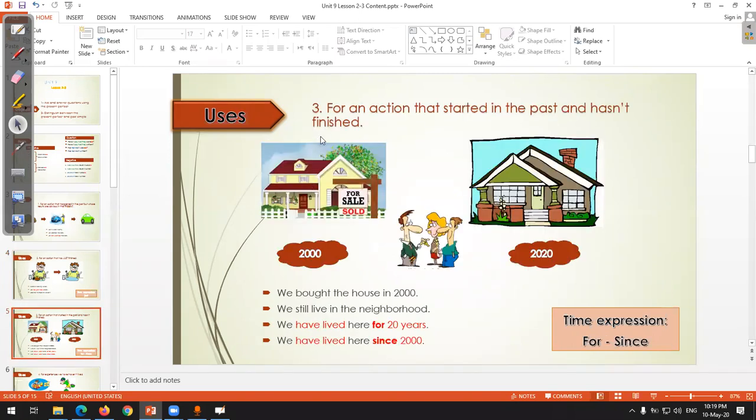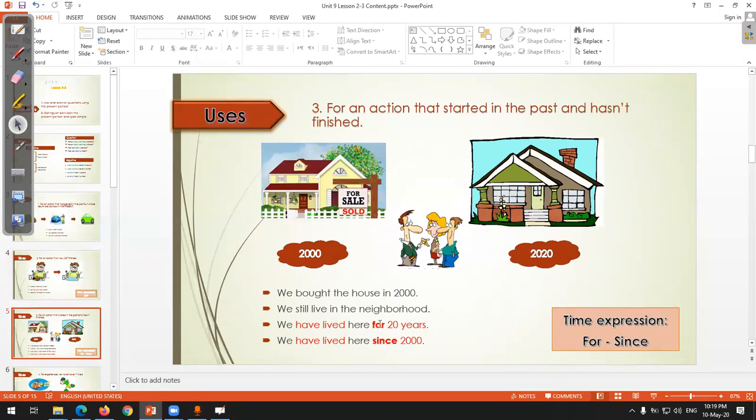We have another example here. For an action that started in the past and hasn't finished. Like, I live in this house and I still live in this house until now. We can use the present perfect for that. We have lived here for 20 years. That means we bought the house 20 years ago and we still live in the same house.